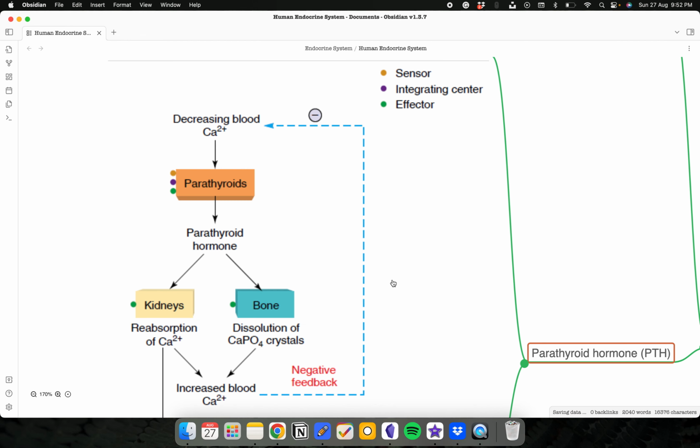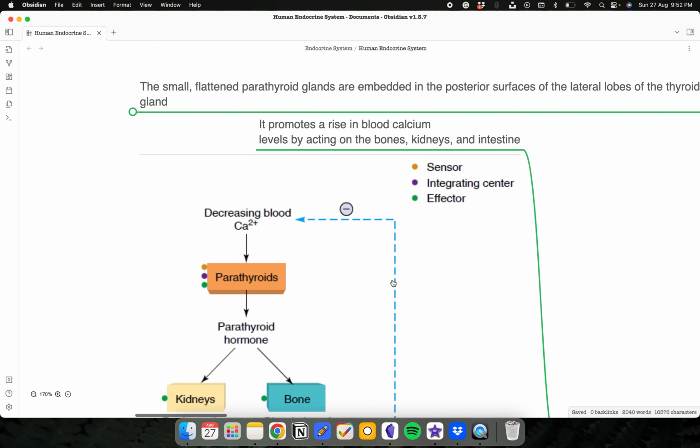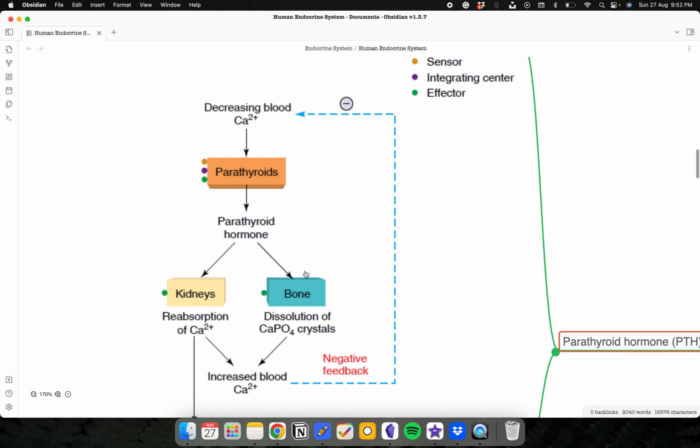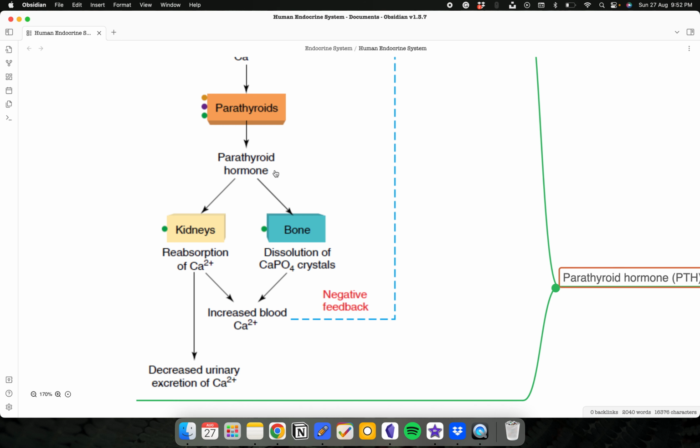From the parathyroid gland, what is released is parathyroid hormone. What is the main function of parathyroid hormone? To increase the blood calcium level. Parathyroid hormone is released whenever the blood calcium level is decreased. Whenever there is a decrease in the blood calcium level, the parathyroid will be activated, and parathyroid hormone, sometimes called PTH, will be released. The main function of PTH is to increase the blood calcium level.